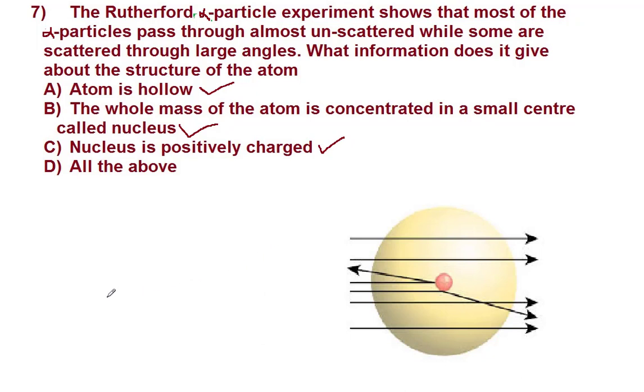because one of the striking features of that experiment was that Rutherford never expected that the alpha particles would actually travel back by 180 degrees. This was never expected. So why did this occur? Because we can assume that there is a very large positive charge which just deflects the particle back. So all the above are correct. All these are the conclusions of Rutherford's experiment.